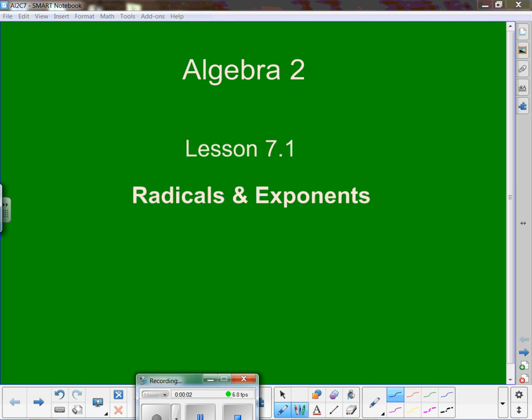All right, class, this is Algebra 2, Lesson 7.1, Radicals and Exponents. What we're going to do first is review all of our exponent rules. That's the first thing here, a review of all of our exponent rules.